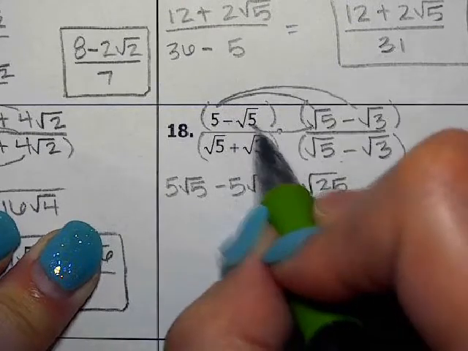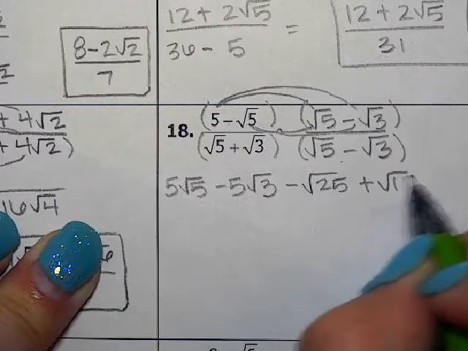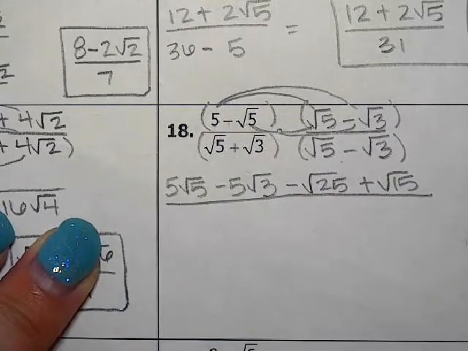Minus times minus is plus. Root 15. Okay. So look at it, the top looks kind of bad, and that's going to mostly stay that way. For the bottom, this is the nicer one.